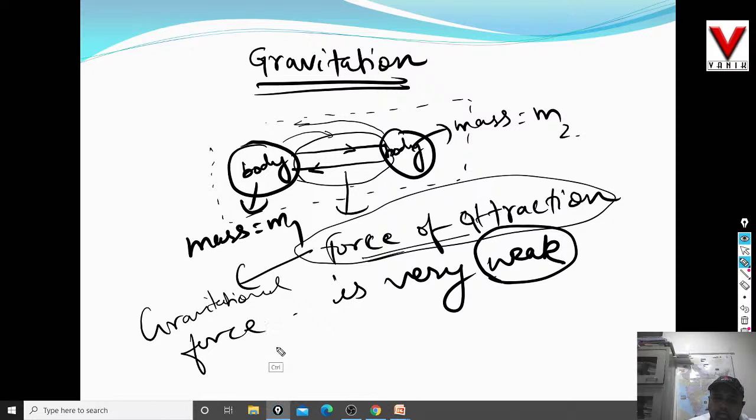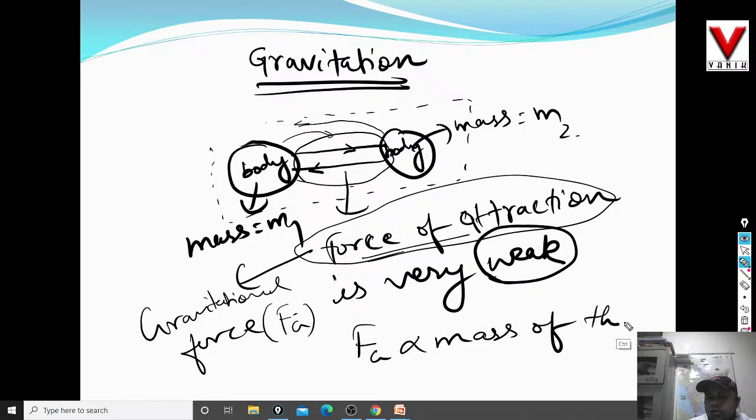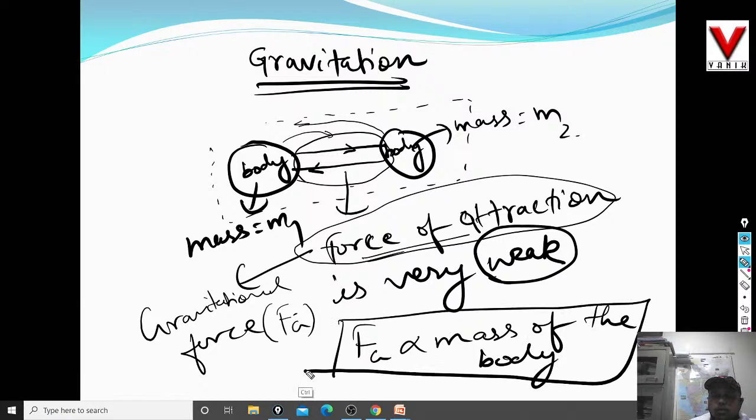Now this gravitational force is directly proportional to the mass of the body. That means if the mass of the body increases, then the gravitational force also increases. Fine. So I hope it is clear to you.